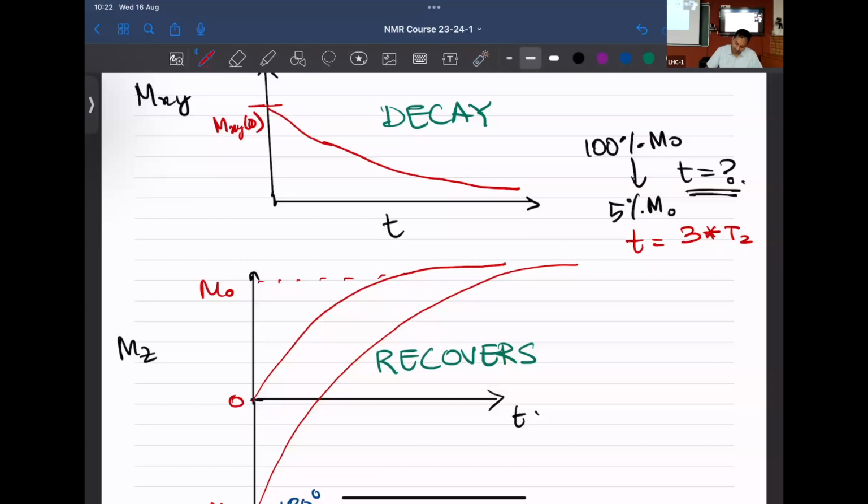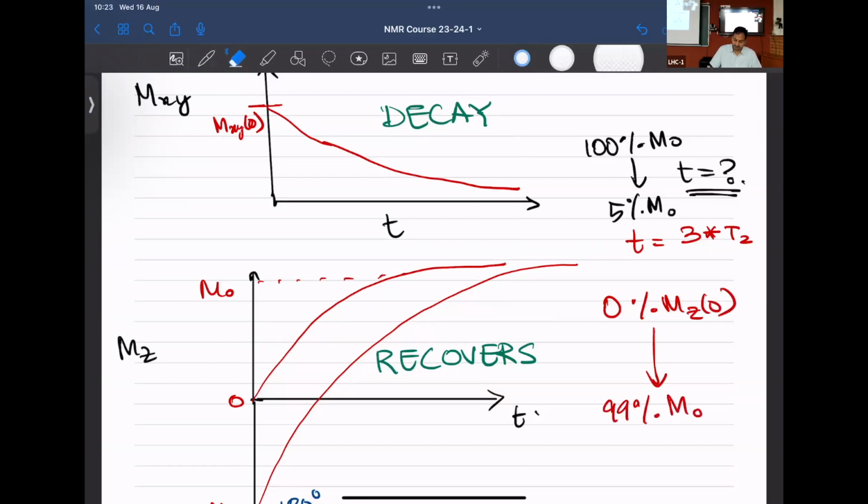Now, I want you guys to repeat the same exercise. It's rather simple. You started with 0% of M naught along z after the pulse. I want you to tell me how long will it take to recover to 99% of M naught? The time. Same question. This is for longitudinal recovery. I want you to express t in terms of R1 or T1. Please tell me what it is.